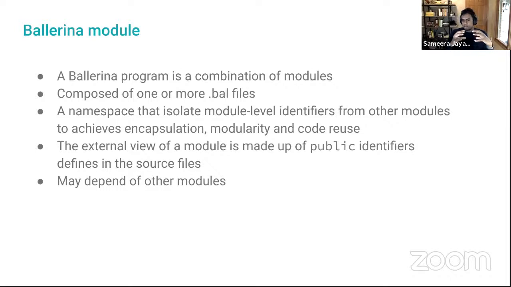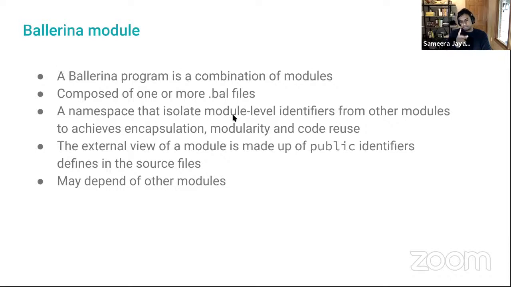In a module, you can have public identifiers like public functions, public variables, and public type definitions. All of this forms the external view of a package. Now, a Ballerina program is a combination of these packages. That's how we see a package at runtime. It's all about modules. If you look at the language specification, the specification talks about modules. And a module can depend on other modules as well.